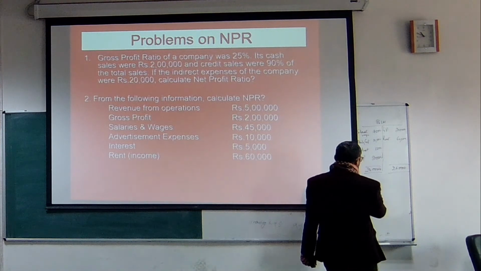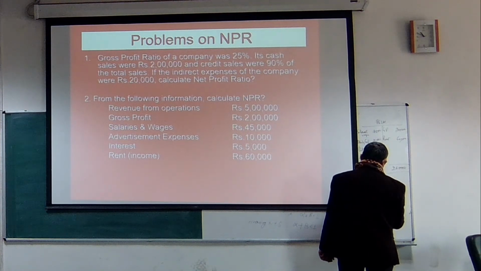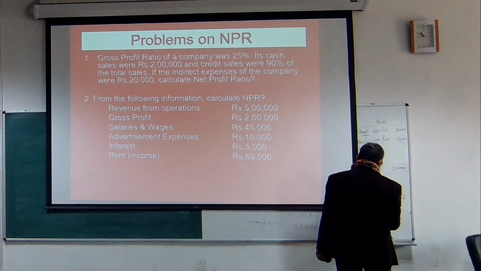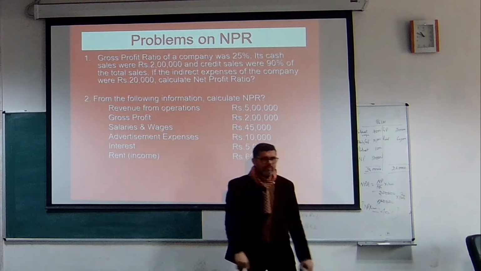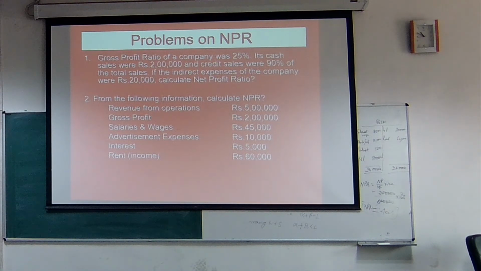Apply the formula straight. Net profit ratio is equal to net profit upon net sales into 100, which is equal to 2 lakh divided by net sales, which is how much? 5 lakh into 100. How much is it? 40%. So your net profit ratio is 40%. Now all these calculations are easy, but as an MBA student, you need to learn to analyze it. Analysis is important. Right now we are just trying to make you understand how to calculate it, right?